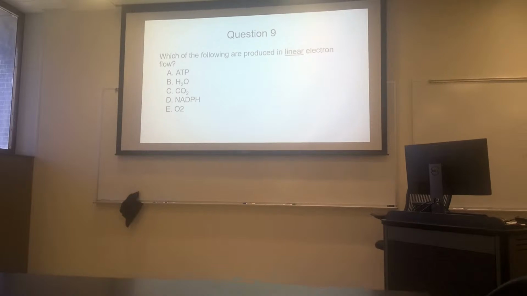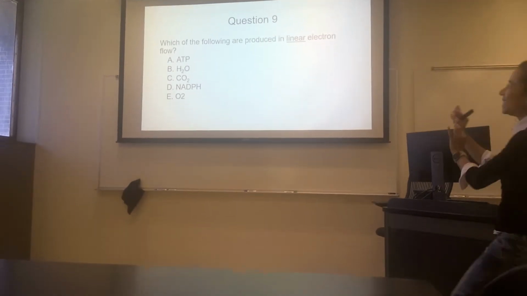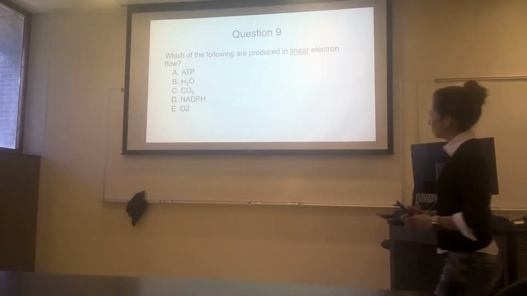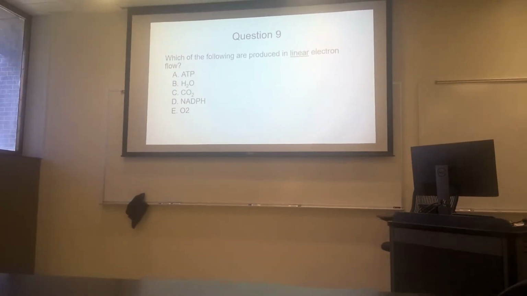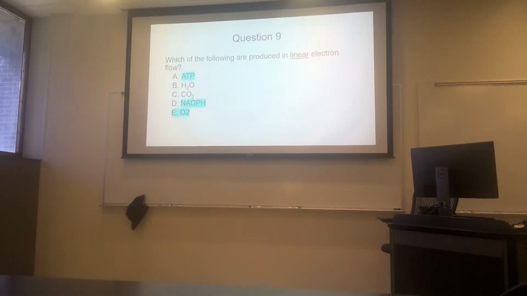Okay, so let's talk about the other one next. So what is produced? Let's just focus on the linear. Which ones are produced in the linear? Linear would be the NADPH, the O2, and the ATP. Yes, that's correct. So the linear produces ATP, NADPH, and oxygen.